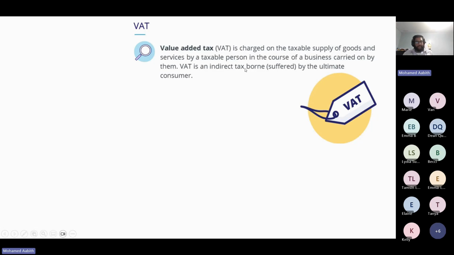It does not cost the business. The business does not pay VAT. If I'm the one buying and selling, I collect my VAT from my customers and pay whatever VAT the supplier charged. Any difference, I settle with HMRC. Therefore, it is indirect. It does not have any direct impact on my standings. Normally, the end customer, the ultimate consumer, is the one who's going to be bearing that.